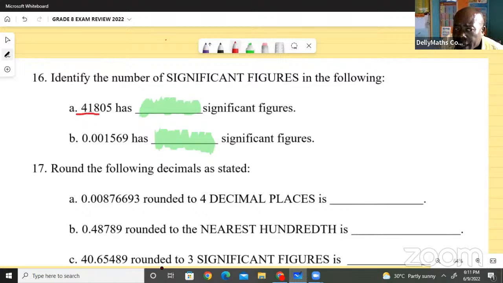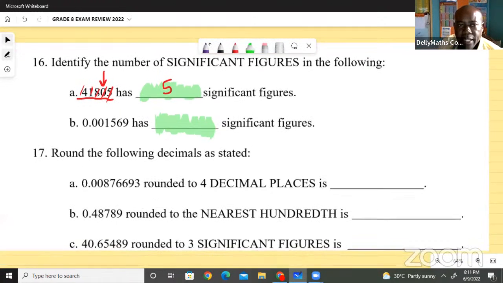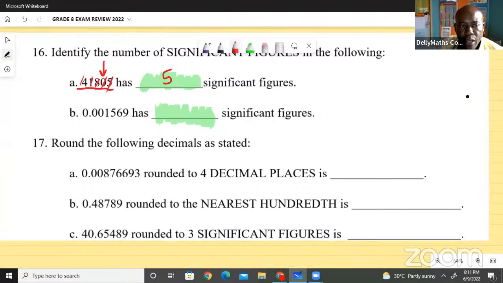All digits are significant except 0, which may or may not be. This 0 is significant because it is between other significant figures. So I'm checking off: we have 1, 2, 3, 4. All of these are significant. So we have 5 significant figures for that. Remember, guys, I want you to type in your answers. All right. Respond in the text chat right there. So we have 5 significant figures for A.